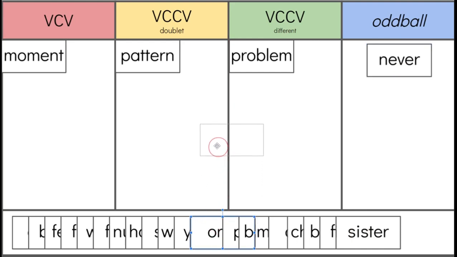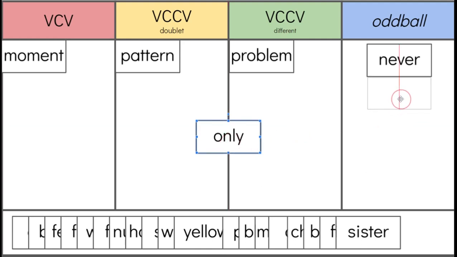The next one that we have here is the word only. Now we can see that in only we have a double consonant, the N-L, and in this case the Y acts as the final vowel. We had said when we have that double consonant that the vowel sound should be short. But in the word only, we have a long vowel sound at the beginning followed by a double consonant. And so for that reason, this is an oddball word as well.